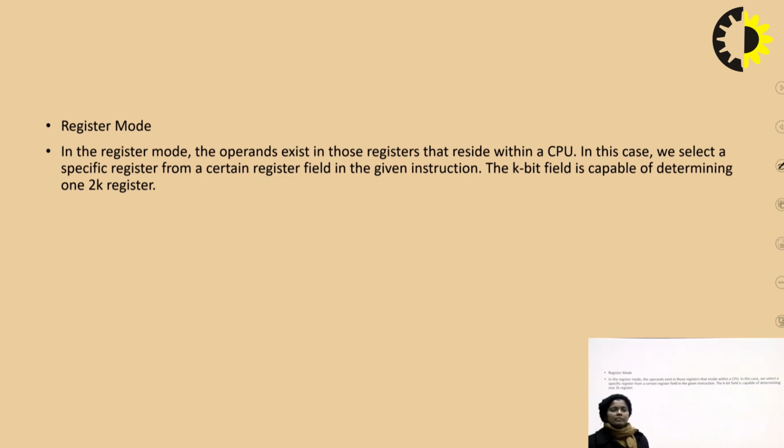Now, in the register mode, the operand exists in registers that reside within the CPU, not in the memory. In the register mode, that particular operand will be stored in the register. But in the register mode, effective address is not applicable. Here, effective address is not applicable. Simple.